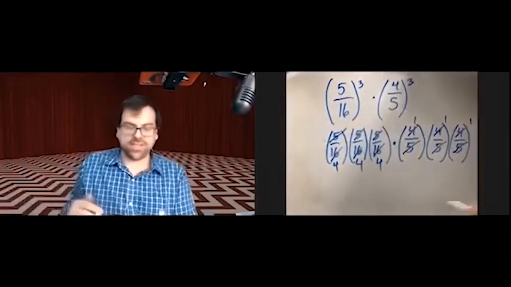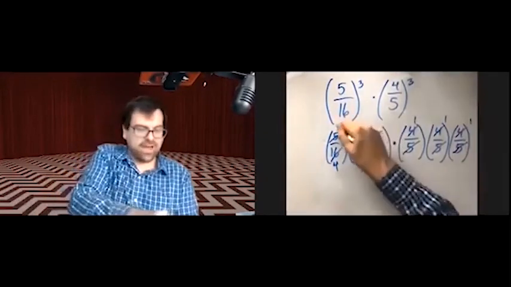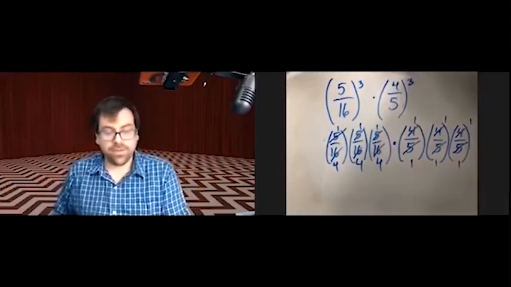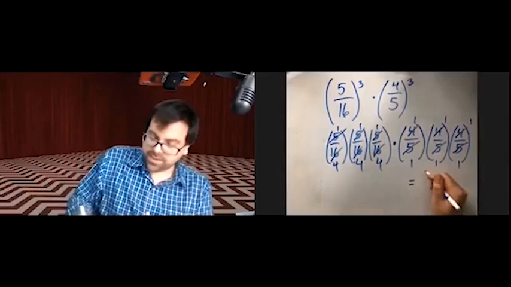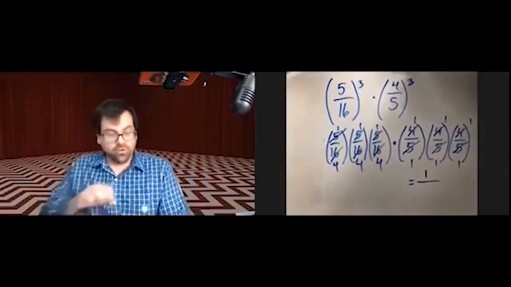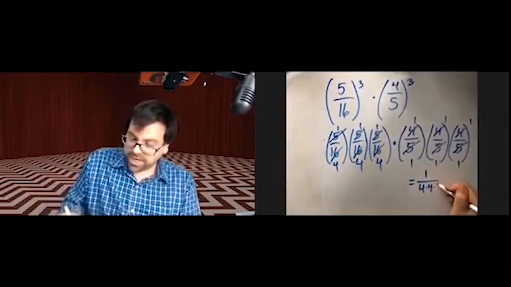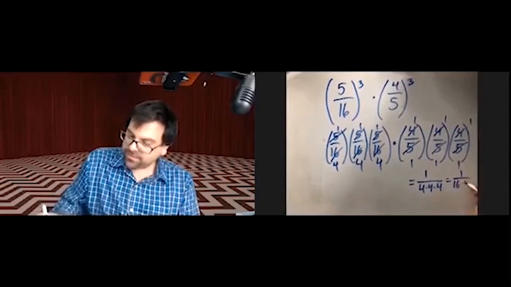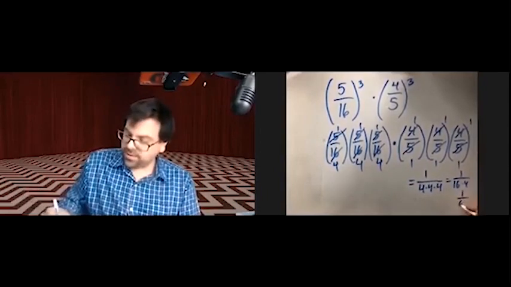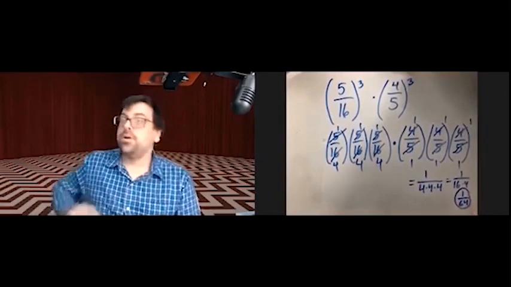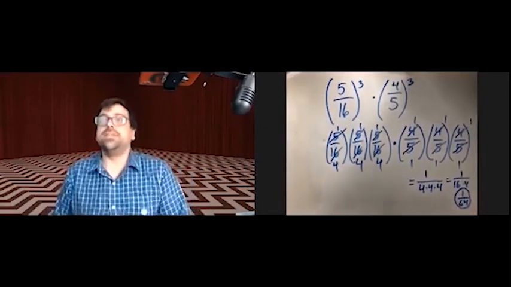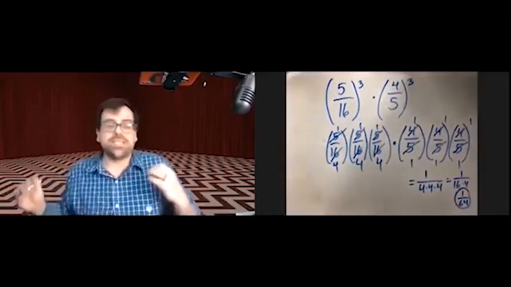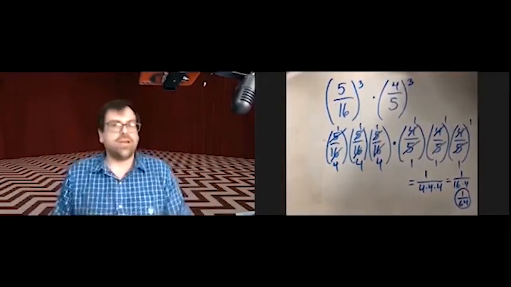What do we have? Nothing but ones on the top, because when we canceled the 5s, those all became 1s. Nothing but 1s on the top means 1. Over, we just have 4 times 4 times 4. 4 times 4 is 16. 16 times 4 is 64. 1/64 is the answer. And if you multiplied it all out, you'd get huge numbers, and you'd be responsible for reducing it all the way down to 1/64.